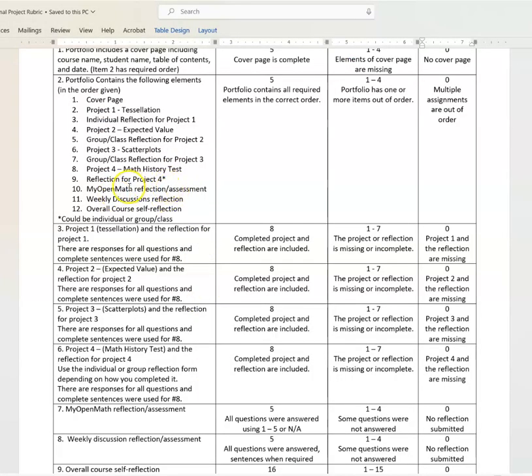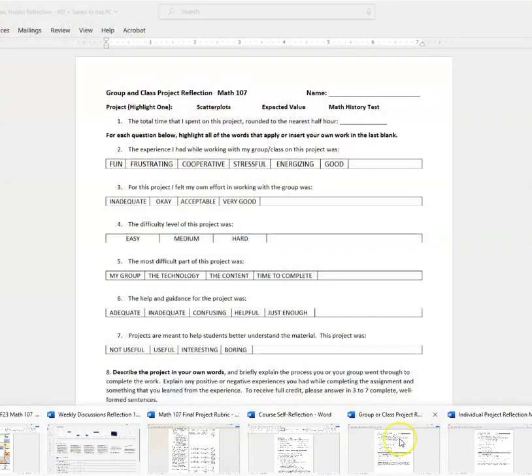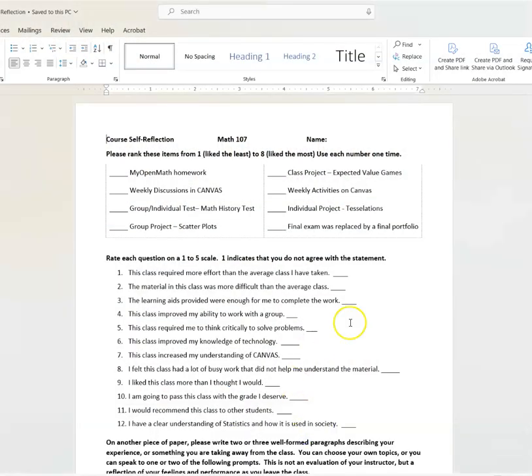Then after the weekly discussions reflection, you're going to do the overall class reflection. The overall class reflection is by far the most points of anything in the project, so you want to spend some time with that, the course self-reflection. The first thing you have is I've listed 8 things here that were in your class, including MyOpenMath homework, your projects, your activities. There's other things that are in the class. I didn't list everything in the class, obviously.